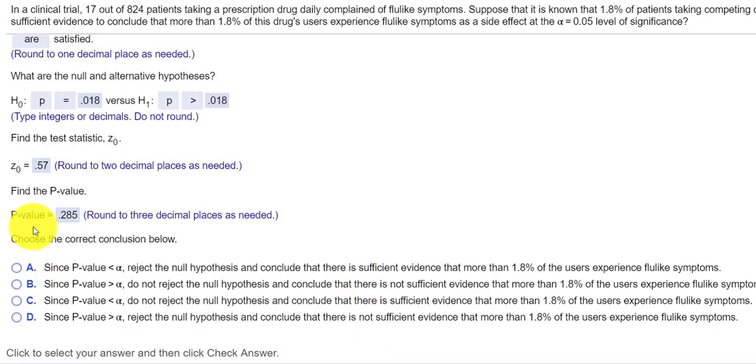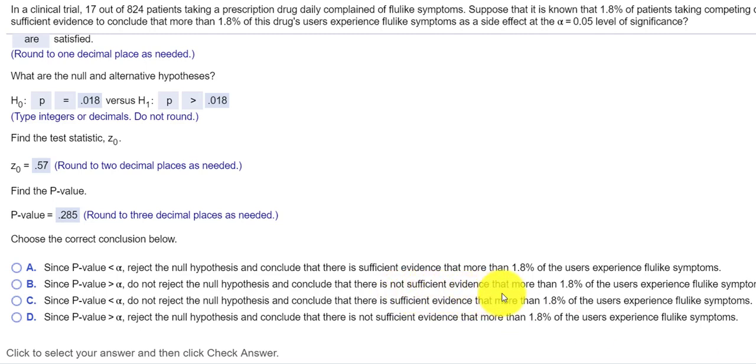Now, since the p-value is greater than my level of significance, my alpha is 0.05, and my p-value is bigger than this. If the p-value is greater than your level of significance, we do not reject. If it was less than, like if this came out to be 0.001, we would reject. But because it's bigger, we do not reject the null hypothesis.